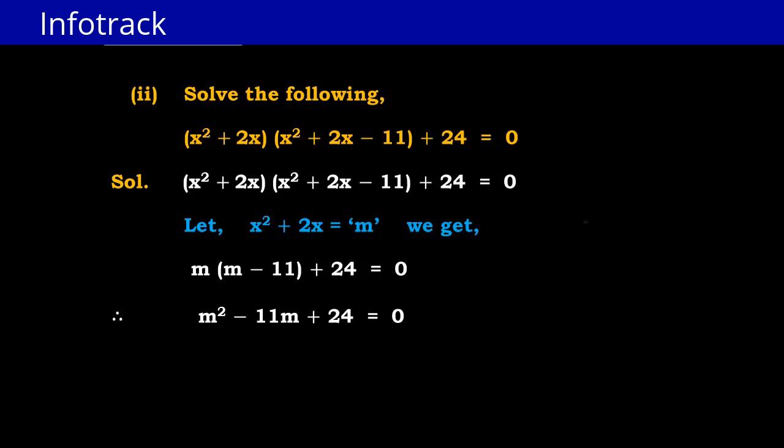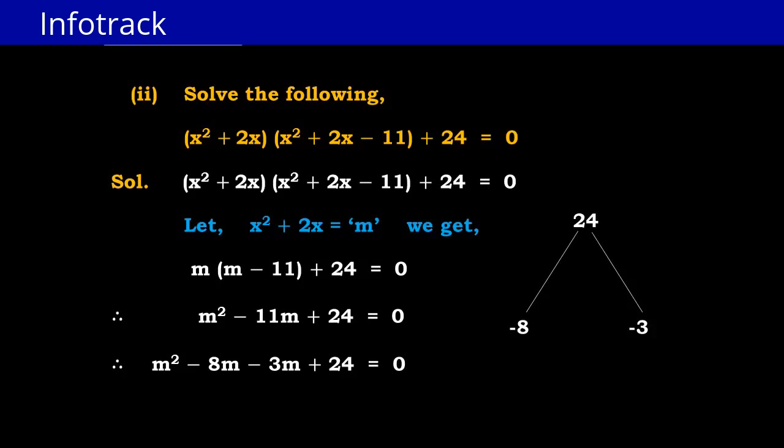Now you have to factorize this 24 so that the addition will become −11. 8 3s are 24, that means the factors are 8 and 3. But we require −11, that means it should be −8 and −3. So you can split the middle term as −8m − 3m. So m² − 8m − 3m + 24 = 0.